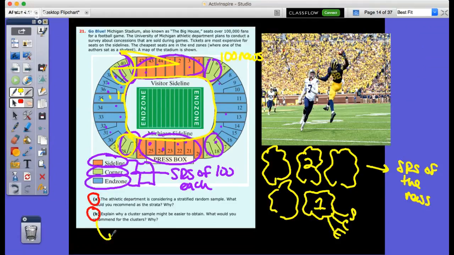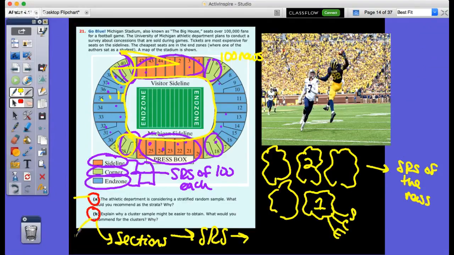Another thing we could utilize is the sections, right? So what we could do is put all of our sections in here, every one of them within the stadium, and then take an SRS of those sections. It would be a lot easier to do that, and it's not a convenience sample, okay? Because in part A, you would be going all over the stadium. That'd be really hard.